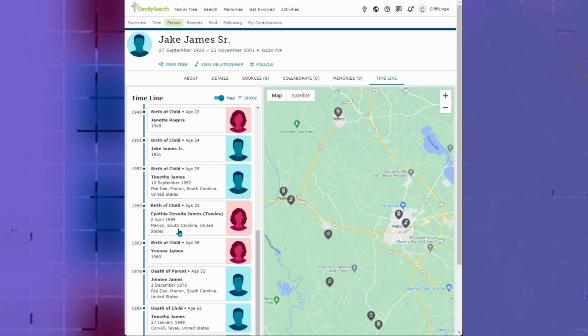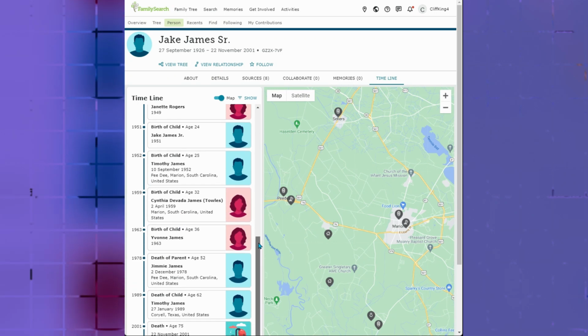In 1959, at the age of 32, had his third daughter. And 1963, at age 36, had his last daughter, baby daughter there. And then in 1978, this is his father here, Papa Jimmy, who was one of the children of Washington James, died in 1978, and my grandfather was roughly 52 years old at the time. And then in 1989, one of his sons died. He was age 62. And then his death in 2001, he was roughly 75 years old. I believe it was more like 71, 72, but again, the numbers could be off.